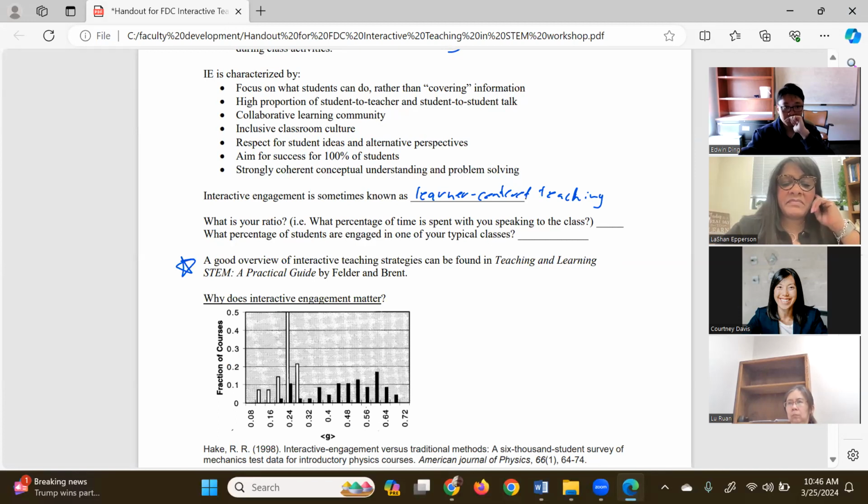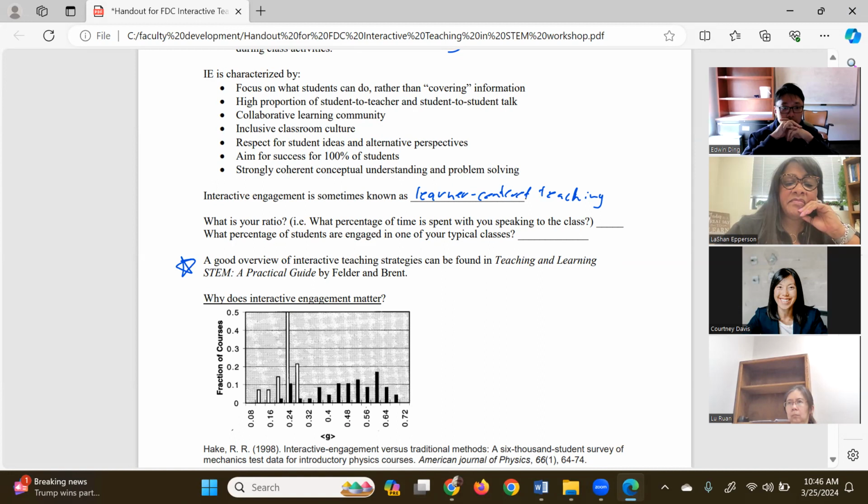While I'm here, I just want to highlight this. Good resource for you if you're interested in a comprehensive guide to interactive teaching in STEM. This has lots of techniques. The math, physics, and statistics department did this book as a faculty reading group and had lots of really good conversations around it. So I recommend that book.